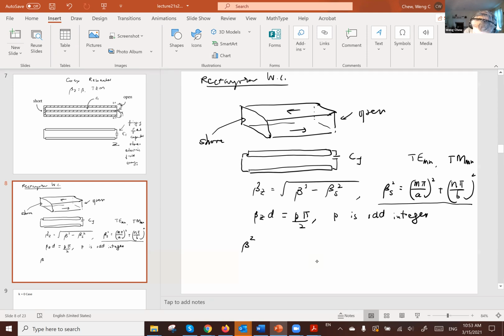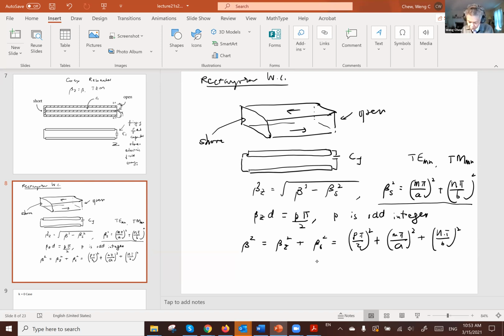Beta square must be beta Z square plus beta S square, which is (P pi over 2D) square plus (M pi over A) square plus (N pi over B) square. Okay. And beta square is omega square mu epsilon. And you notice that there's something different about this formula. This formula cannot be satisfied by all frequencies.